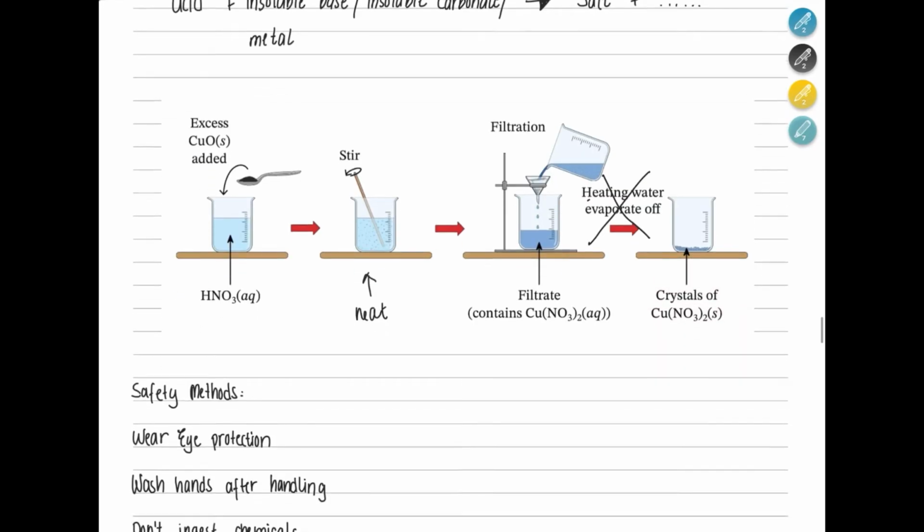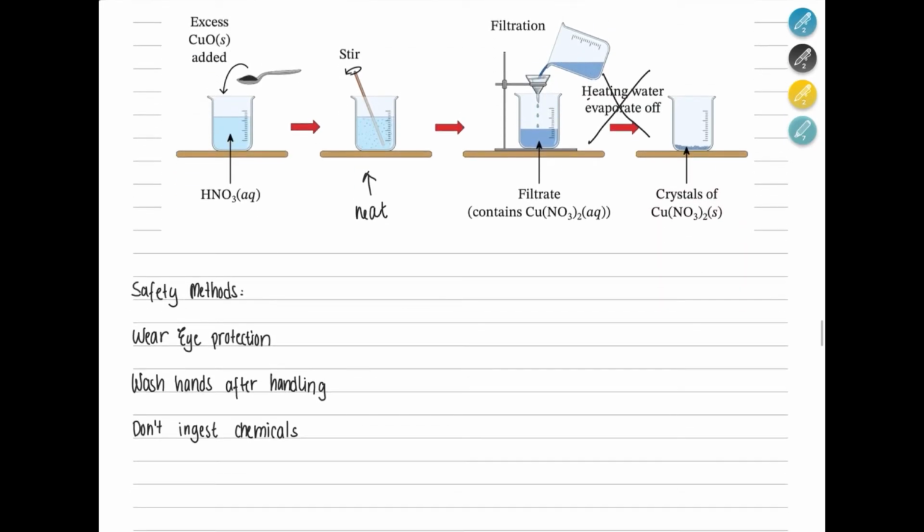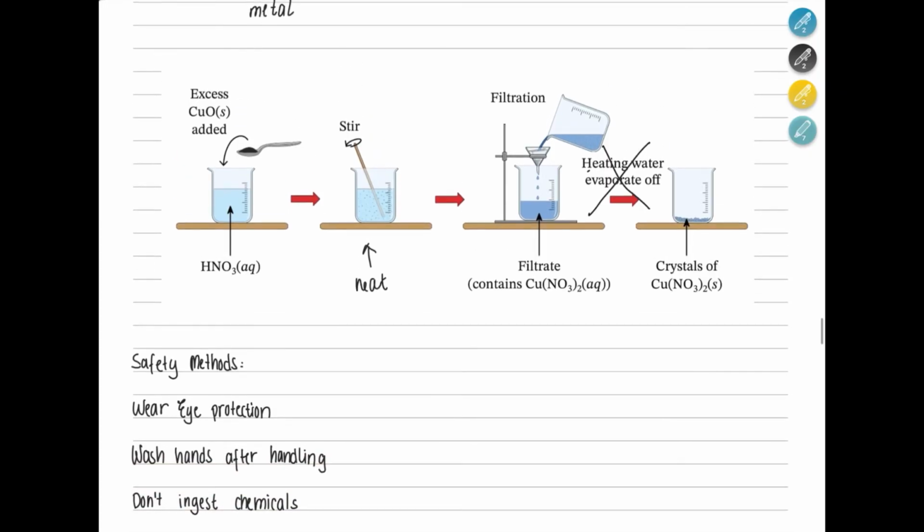Now when you're carrying out this experiment, you have to make sure that you wear eye protection throughout, wear eye goggles, wash your hands after handling, and don't of course ingest these chemicals. While carrying out this experiment, you have to make sure that they react safely together. If they react very violently, it's not going to be safe to carry out in a lab.